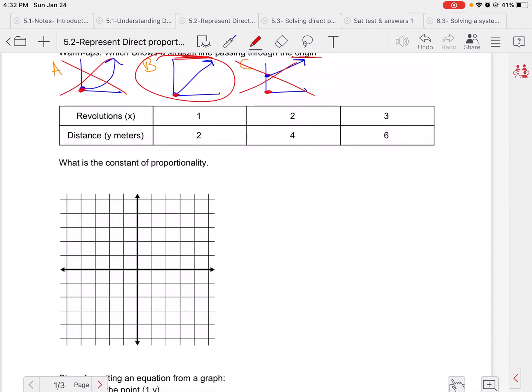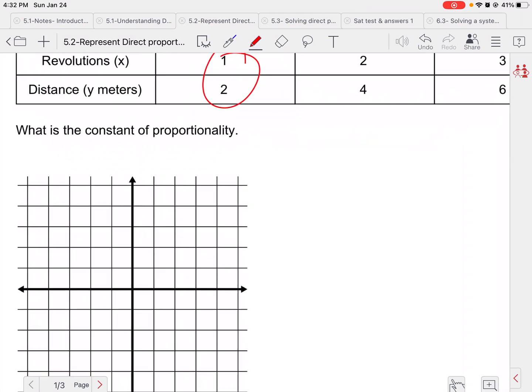Okay, we have revolutions, X, and distance, Y. So in one revolution, I can go 2 meters. 2 revolutions, I can go 4 meters. 3 revolutions, I can go 6 meters. I'm going to go ahead and plot these points on here, okay? So this is the point (1, 2). So we'll plot the point.